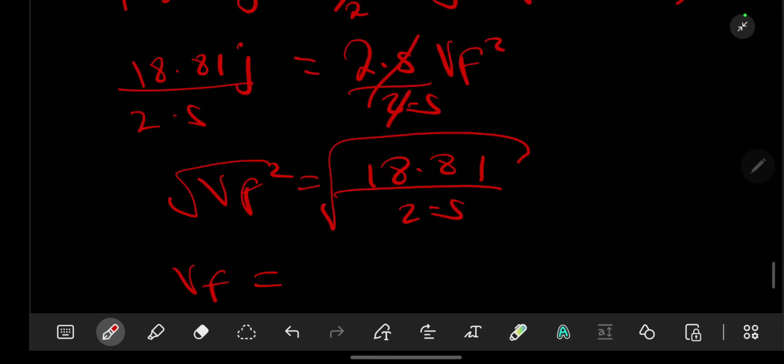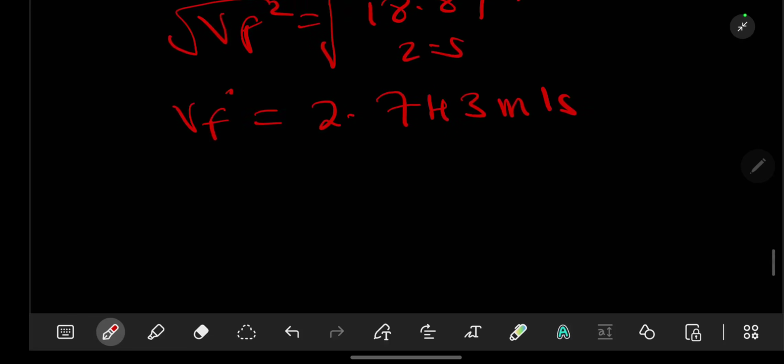So we are going to find the square root. v final should be equal to the square root of 18.81 divided by 2.5, which gives us a value of 2.742. Even 3 is okay. In fact, this is 3 meters per second. So this is our final velocity.